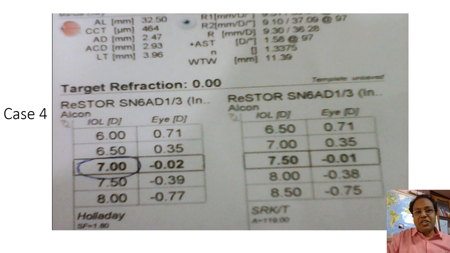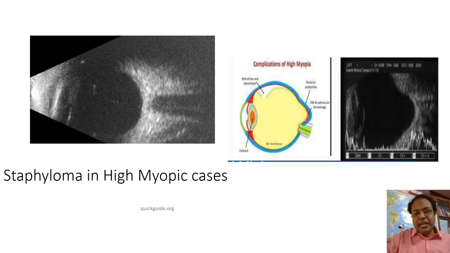And if you see the axial length, it is quite big. It is 32.50, so it's a very high axial length. In such cases, there is one challenge that you may come across. More often than not, with such a high axial length, there's the challenge of staphyloma, the posterior staphyloma in very high myopic cases.